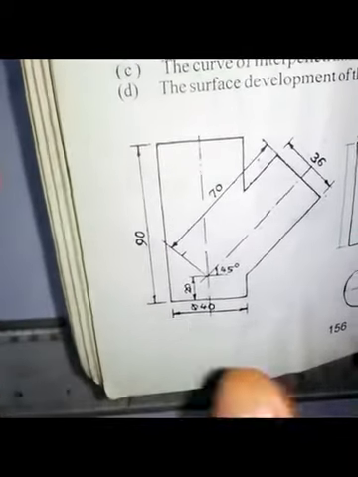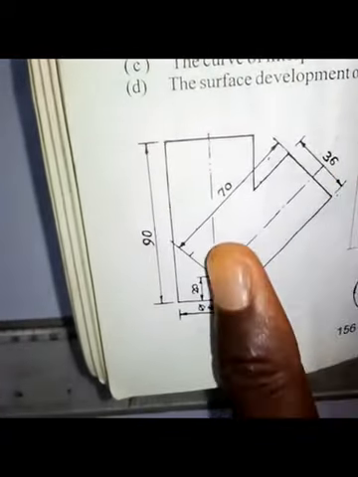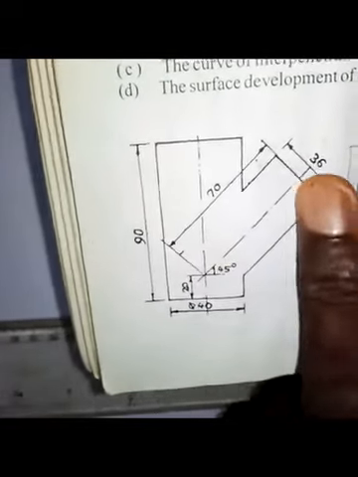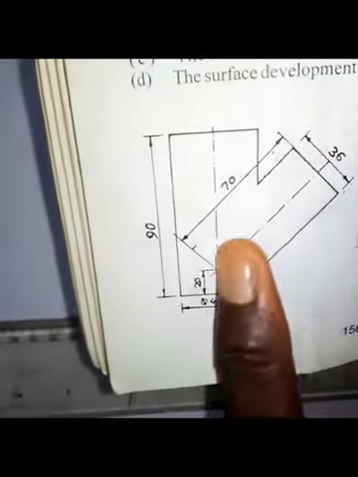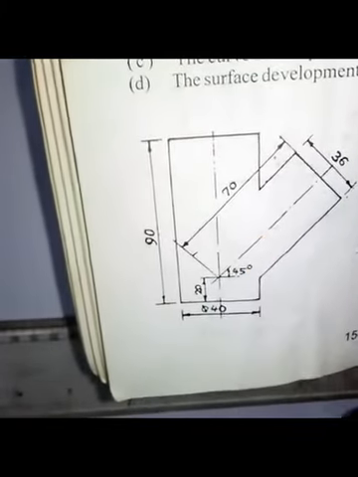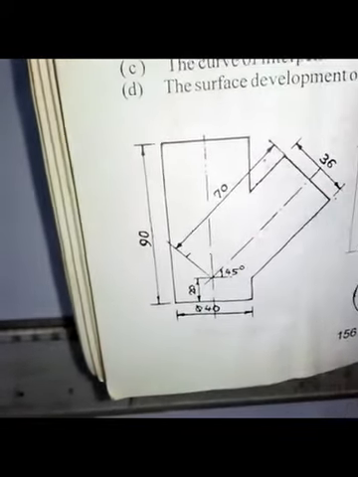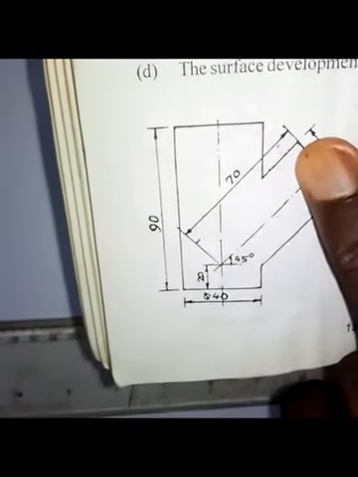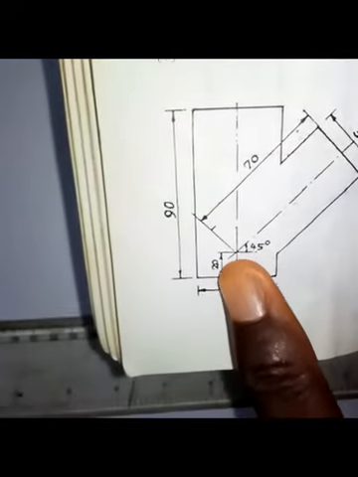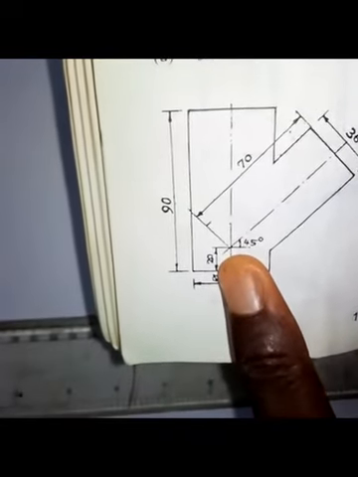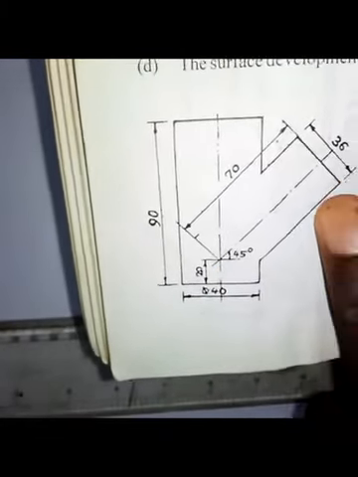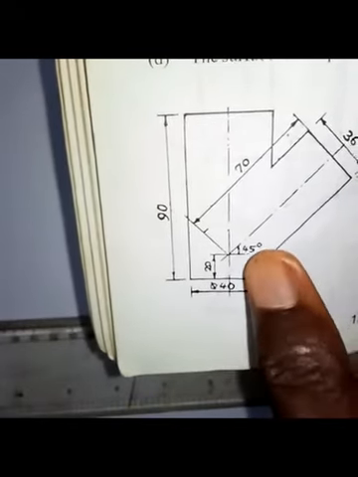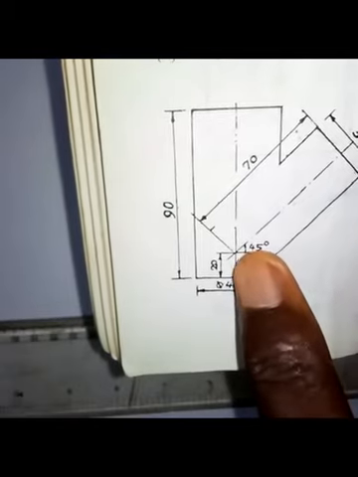Now we have this cylinder that penetrates, that enters into this cylinder. This is the cylinder that enters into this cylinder or penetrates it. The diameter of that cylinder is 36, and the length from the end here down to this point is 70 mm, and this line is inclined at an angle of 45.